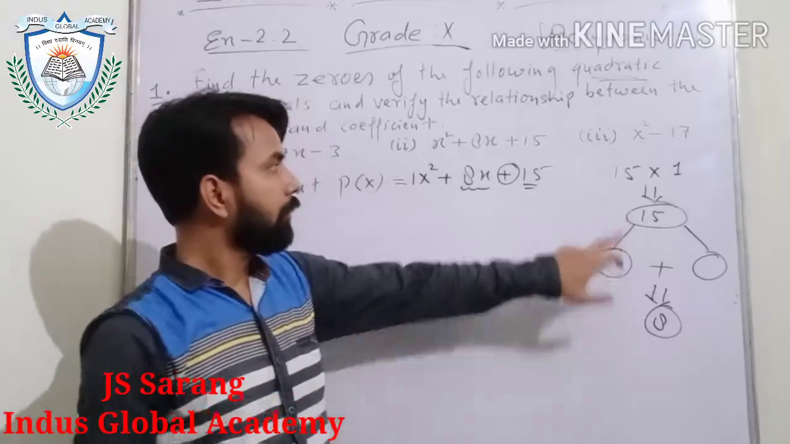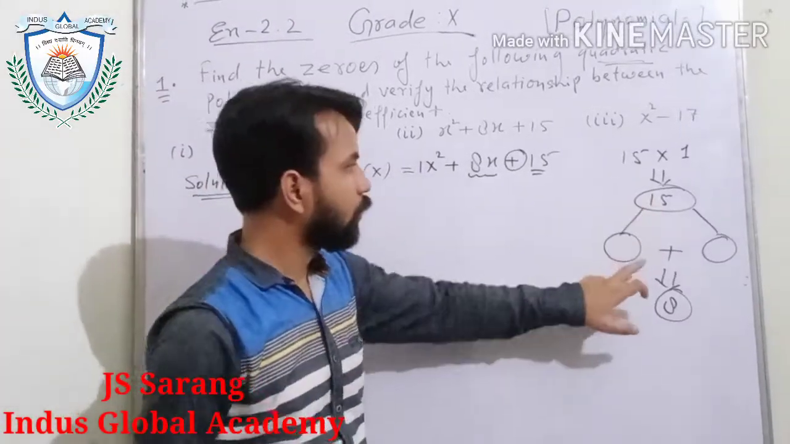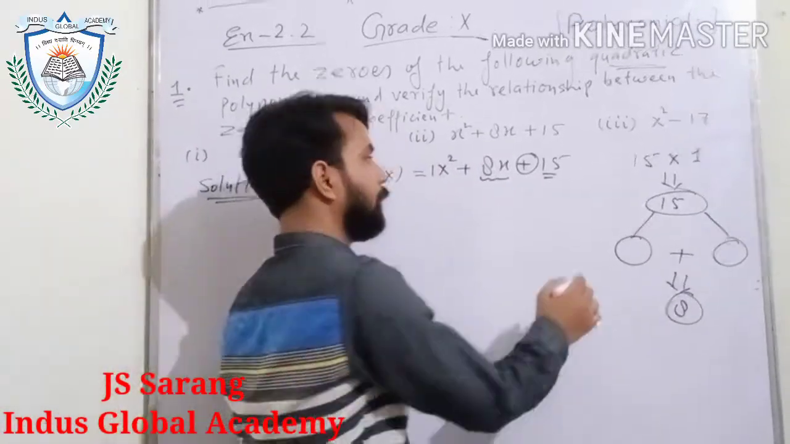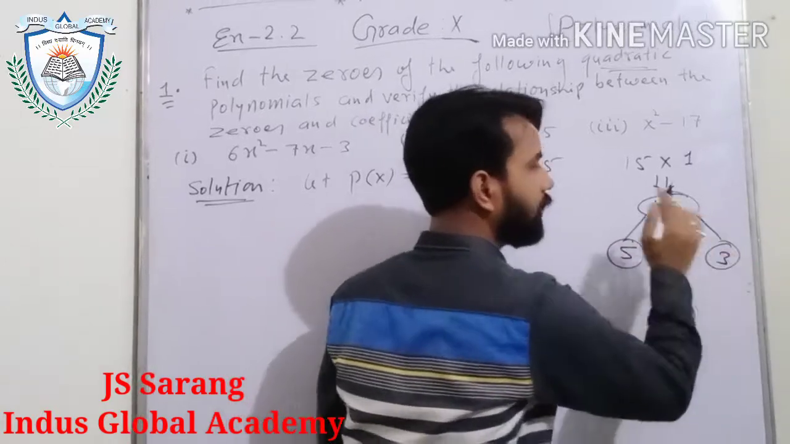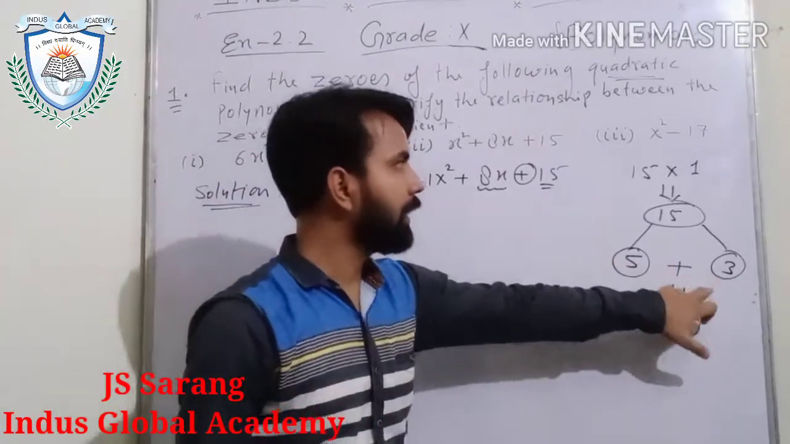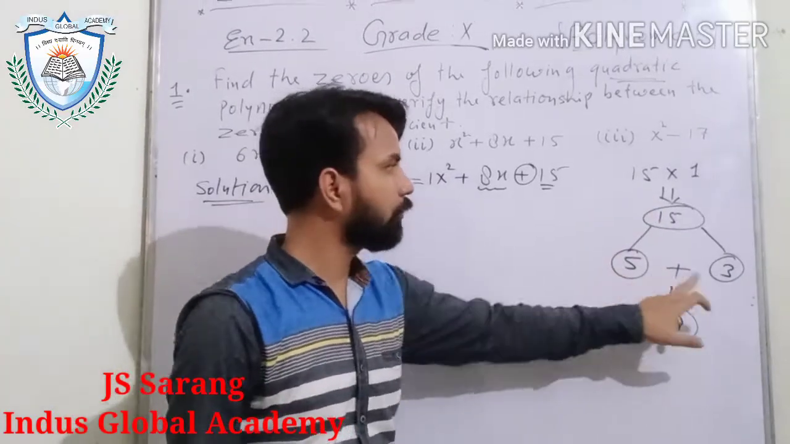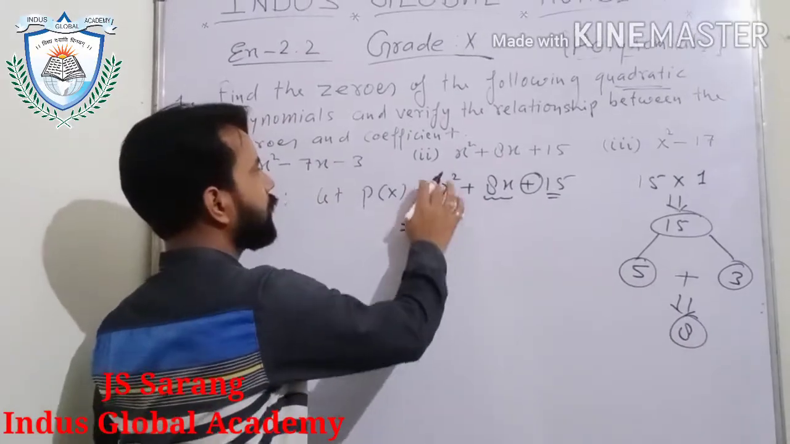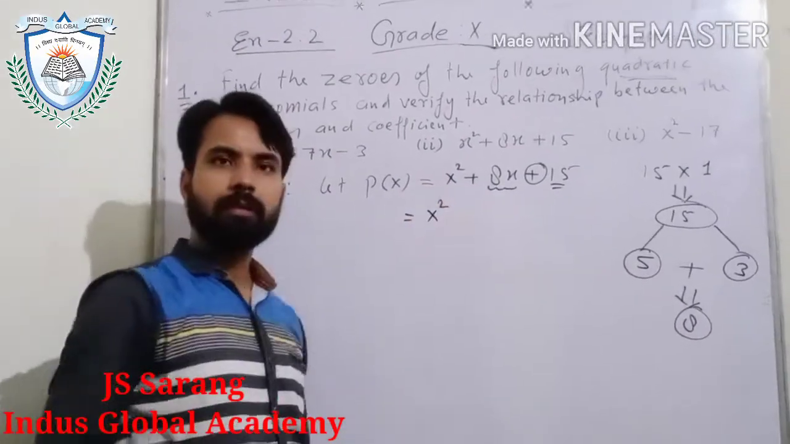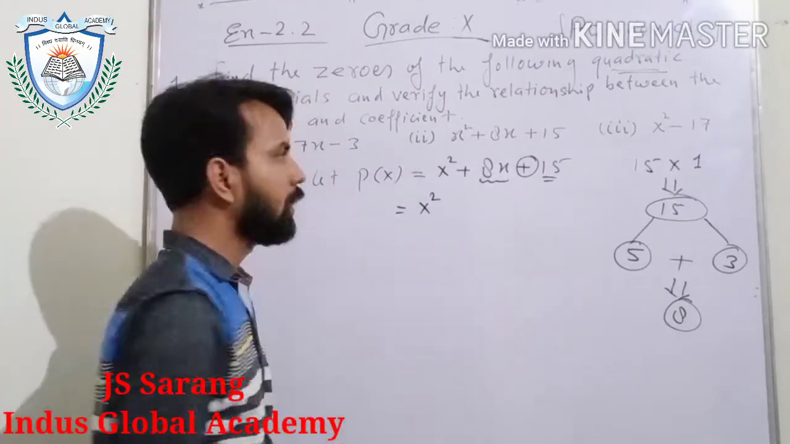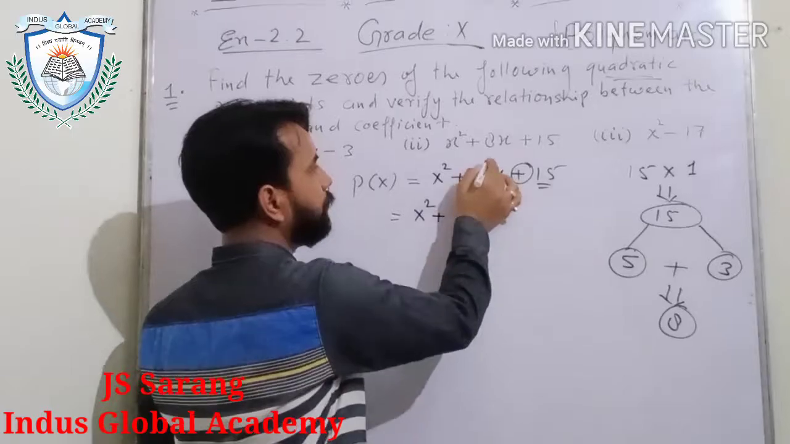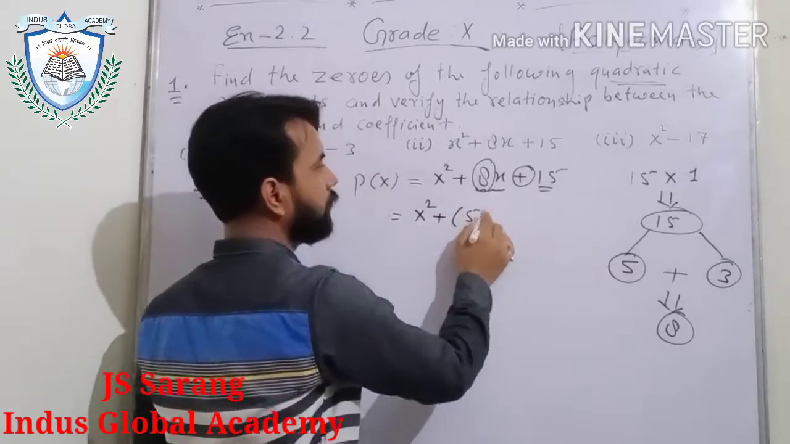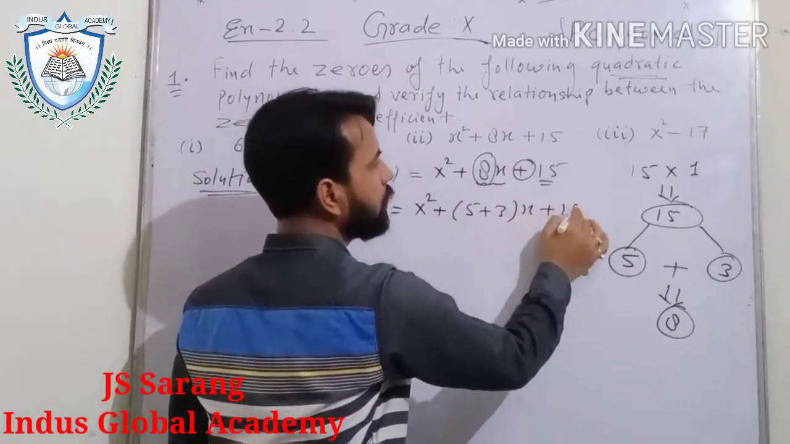Now the concept is we have to break 15 into 2 factors whose sum gives you 8. So the factors of 15 will be 5 and 3. Check. 5 3s are 15 and the sum of 5 and 3 will give you 8. Then the first term will remain the same, x square. The name of the method is splitting the middle term. We will split the middle term, in place of 8 we can write 5 plus 3. So I will write here x square plus (5 plus 3) into x plus 15.